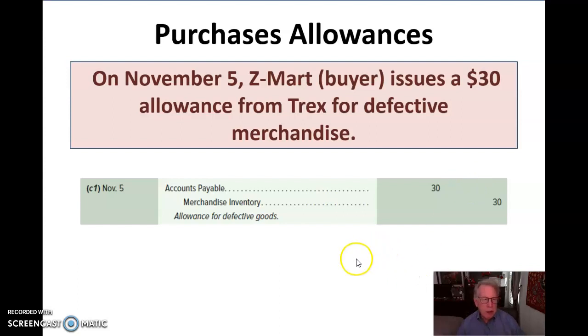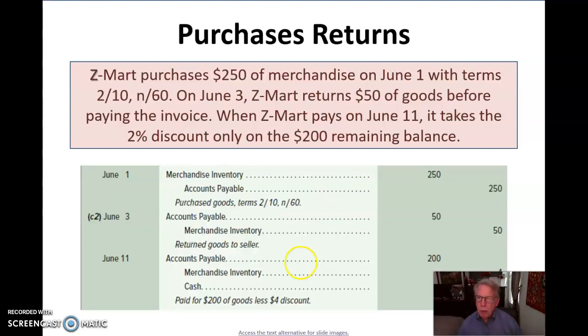That looks like a good place for us to stop this video. And when we return, we will take a look at purchase returns.